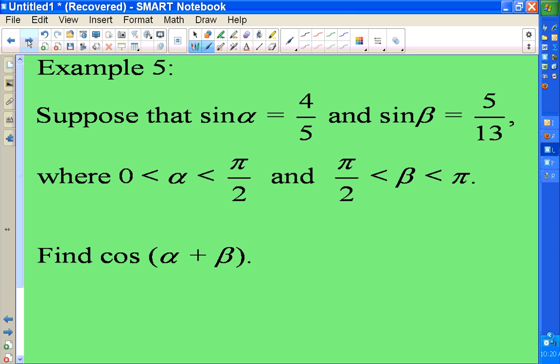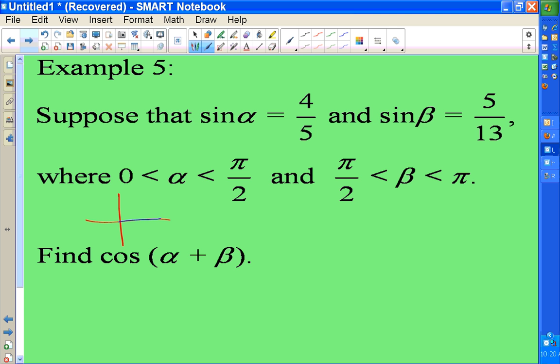These problems are not difficult if you know the formulas and draw the pictures. Gentlemen, what they're doing now is they're telling you what sine of alpha is and what the sine of beta is. However, they are also telling you a restriction for alpha and a restriction for beta. And it is a quadrant restriction. So this quadrant restriction for alpha tells you where you are: first quadrant.